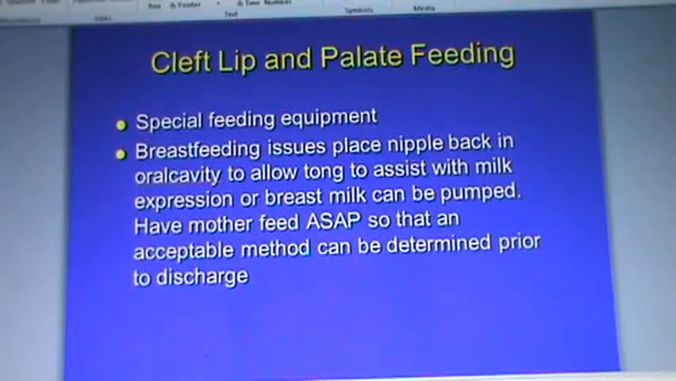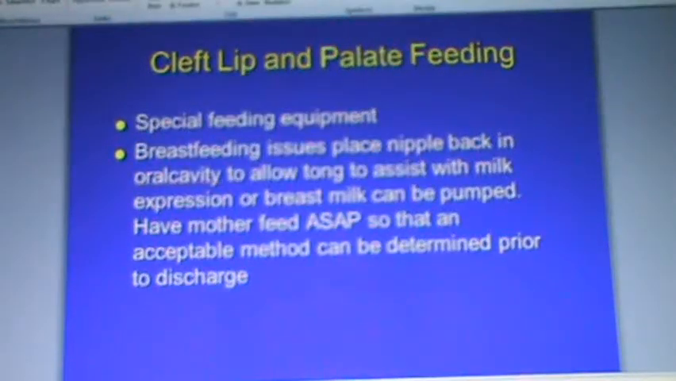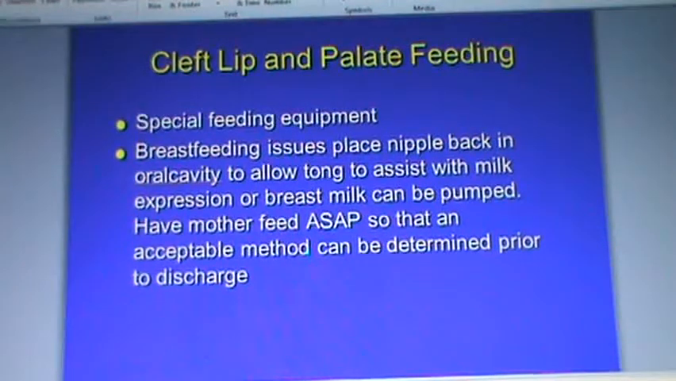Special feeding equipment. Breastfeeding issues: place nipple back in oral cavity to allow tongue to assist with milk. Expression of breast milk can be pumped. Have mother feed ASAP so that an acceptable method can be determined prior to discharge. You want her to be able to feed this child without choking, aspirating, or coughing all the time. And you want her to get comfortable with feeding this child so she could take the child home and have it thrive so that at 12 to 18 months, they can come back and get that palate fixed.